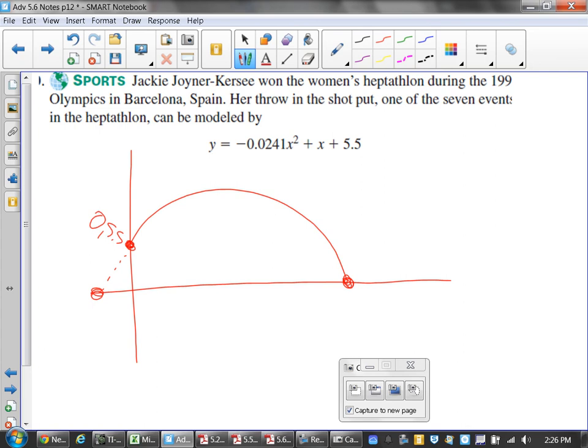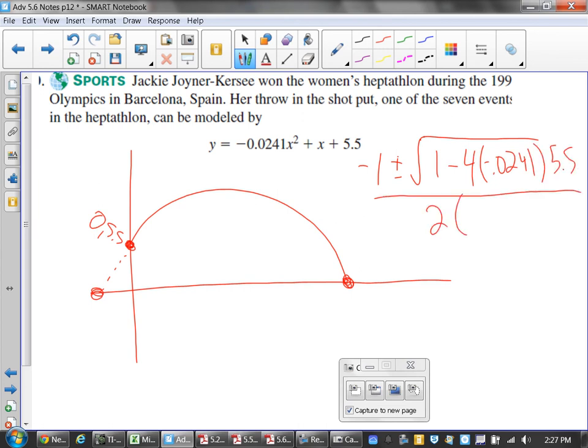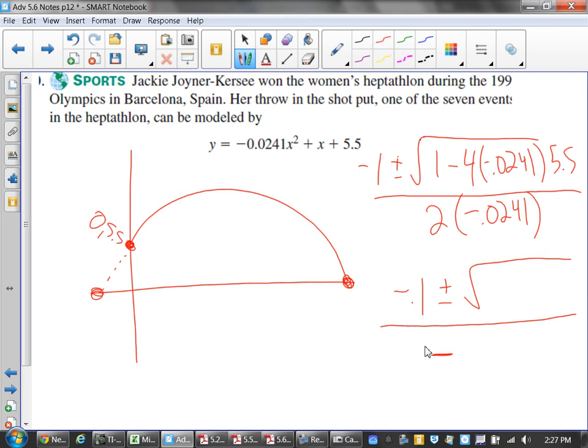If I use the quadratic formula here, I get negative b, so it's 1 plus or minus the square root of 1 minus 4 times negative 0.0241 times 5.5, all over 2 times negative 0.0241. And here's where I was talking about, when you get down to the end of the problem, you're going to have some crummy number up top divided by some negative value down here.